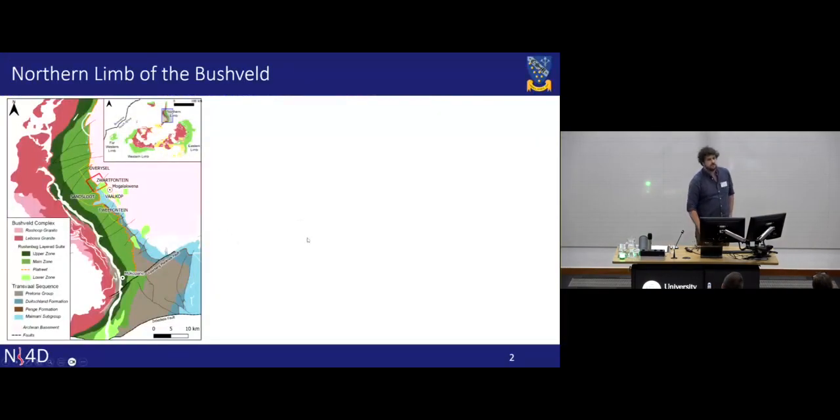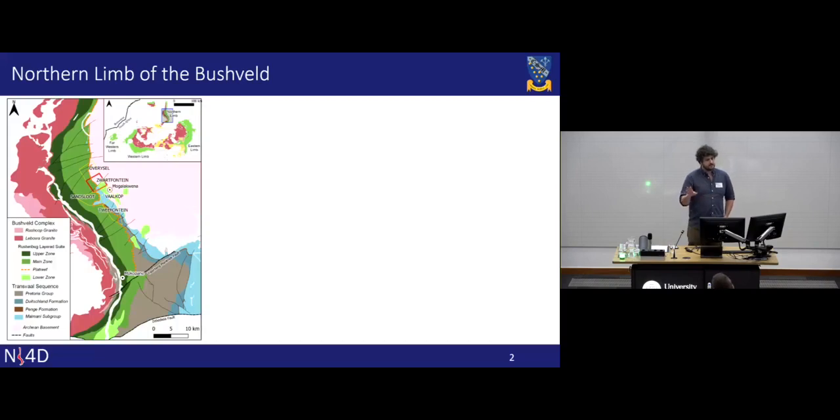So you might have guessed the overall project is called NL4D, Northern Limb in 4D. What is the Northern Limb? Well, it's the northern limb of the Bushveld complex. Any geologist here will probably be familiar with the Bushveld complex. It's the largest layered igneous intrusion in the world, in the northeast of South Africa, about 300 kilometers across. It's interesting for a variety of reasons, but economically it's very important. It's responsible for around 75% of the world's platinum production, so it's very well endowed in platinum group elements.